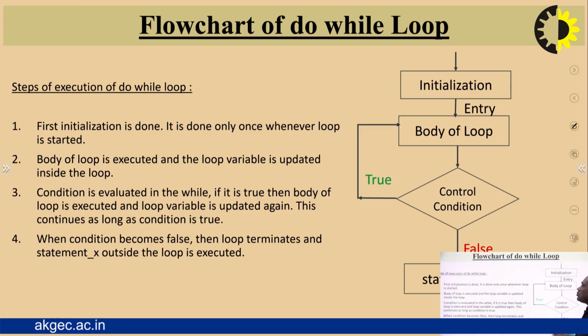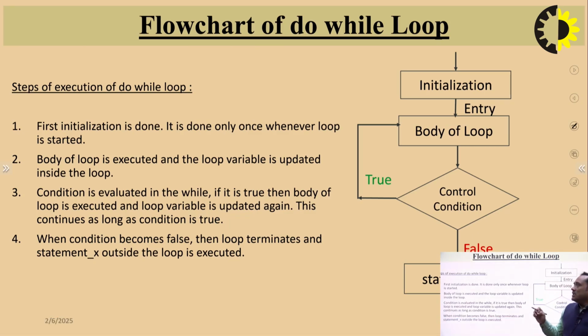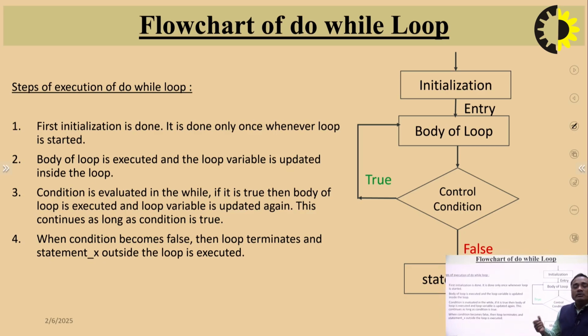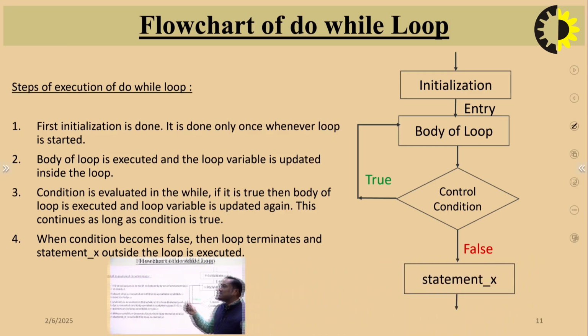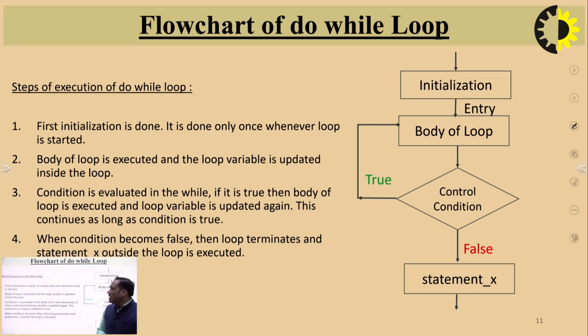So this is the flow chart of the do while loop. In the first part, initialization is done. So we are going to initialize i equals 1 or i equals 2 on the basis of the user. So we can declare the initialization part in the first level. The second part is where the body of the loop is executed and the loop variable is updated inside the loop.